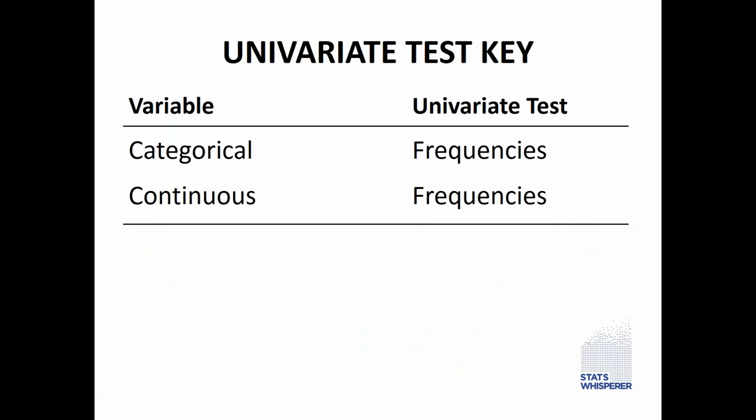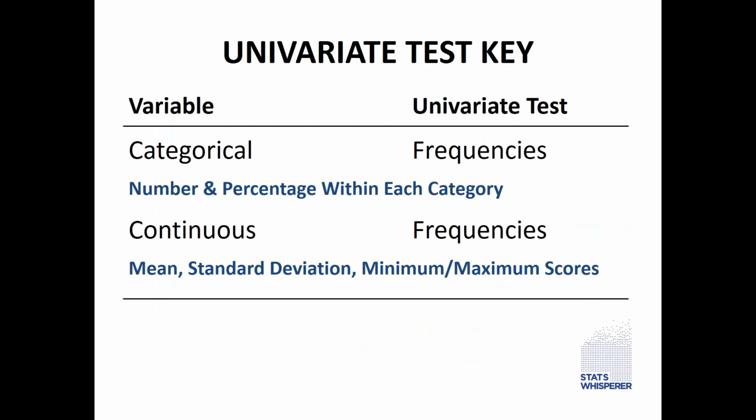With the univariate test key to the left, you see if the variable is categorical or continuous. You'll see to the right that the univariate test to use is the frequencies procedure. If it's categorical, like education level, we want to look at the number and percentages within categories. If it's continuous, like income, we want to look at the mean score, the standard deviation, and the minimum and maximum scores, highest and lowest.